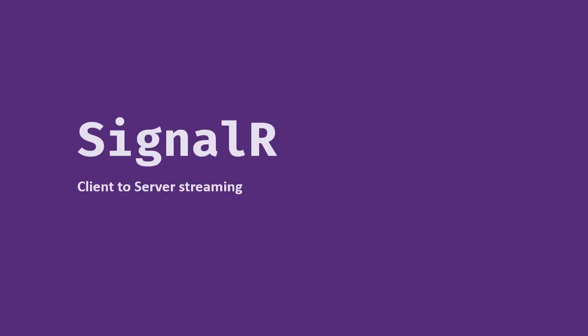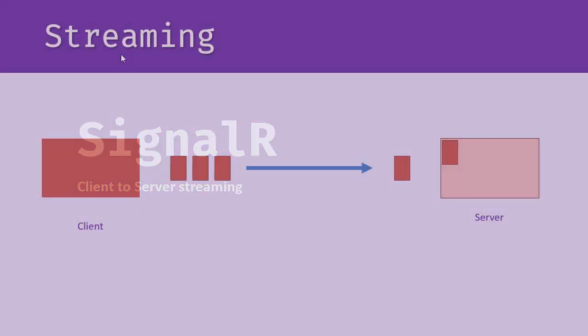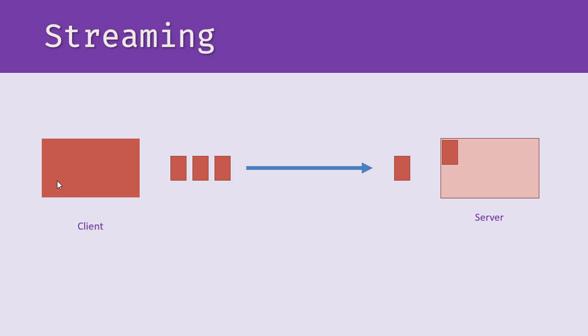In this video, I want to show you how you can do client-to-server streaming using SignalR. Streaming is used when you have a large amount of data and you want to send it over the network in real time. In this scenario, we want to send a large amount of data from client to server.